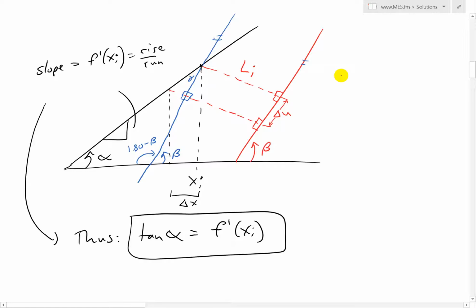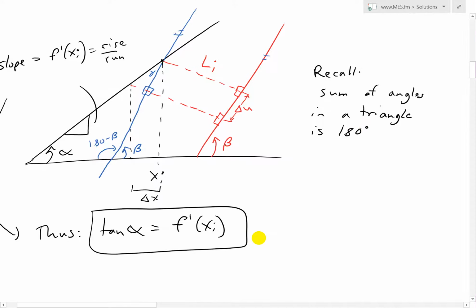Because now this is a triangle, and the total angle in a triangle is 180 degrees, which I proved in my earlier video. I'll write that here. Recall, the sum of angles in a triangle is 180 degrees. In this case we have these three angles: alpha plus theta, let's call that, plus this 180 minus beta. This has to equal 180.